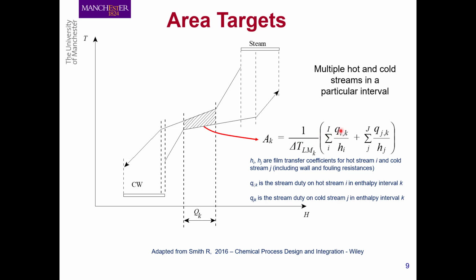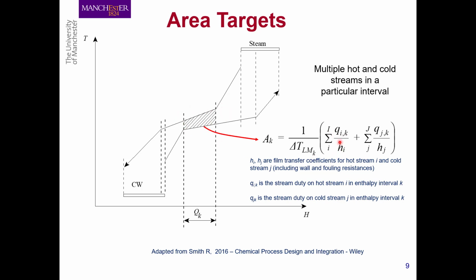So it means that if we want to calculate the area of this heat exchanger, we need to look at the heat requirement or the heat available from a particular hot or cold stream, and then look at its individual heat transfer coefficient. Because if we know the individual heat transfer coefficients, we can calculate the overall heat transfer coefficient. So in this equation, what we are looking at is the heat contribution coming from different hot streams. I is for a particular hot stream, and K is the interval here.